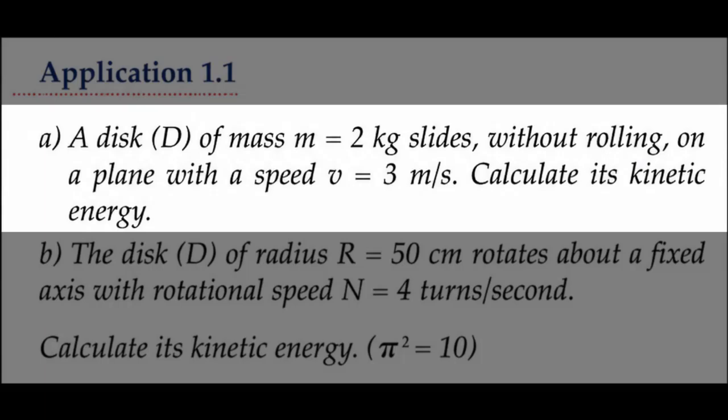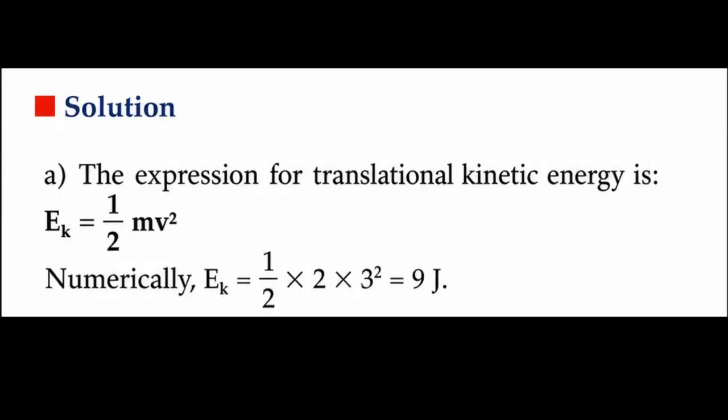A body of mass m equal to kilogram slides without rolling on a plane with a speed v equal to 3 meters per second. Calculate its kinetic energy. In this exercise, we have only kinetic energy of translation: Ek equals half mv squared.